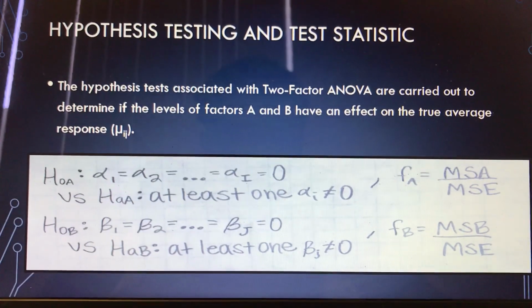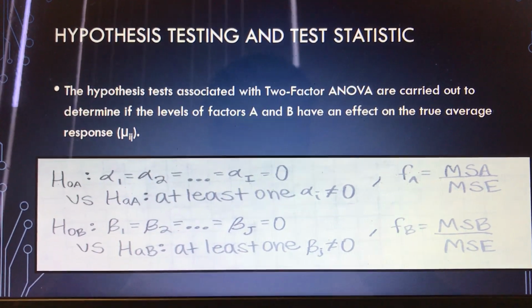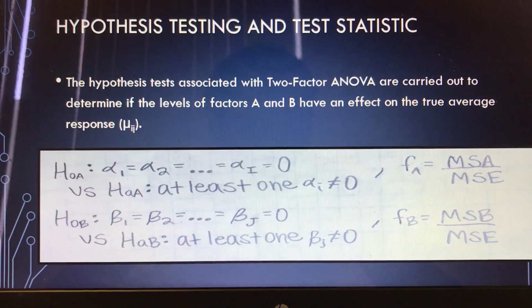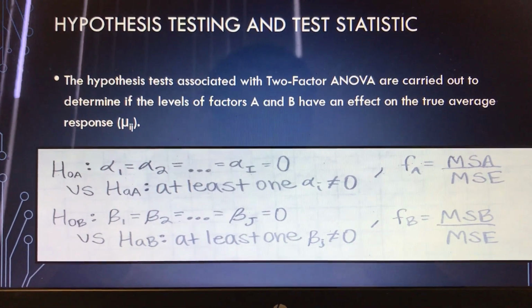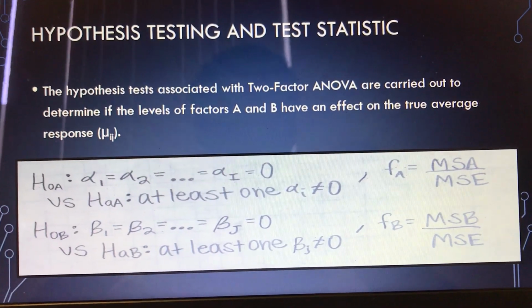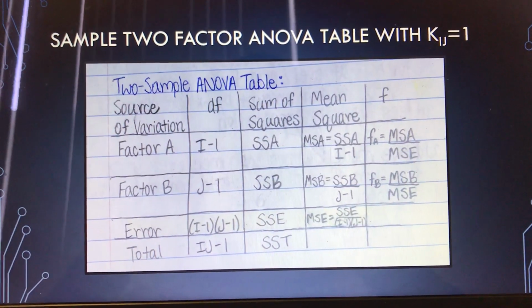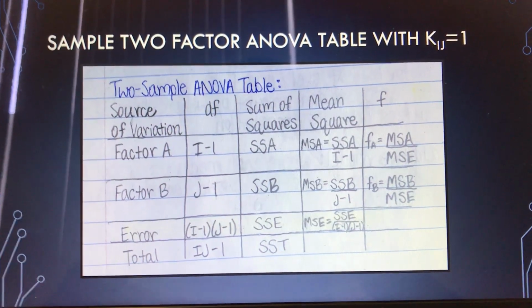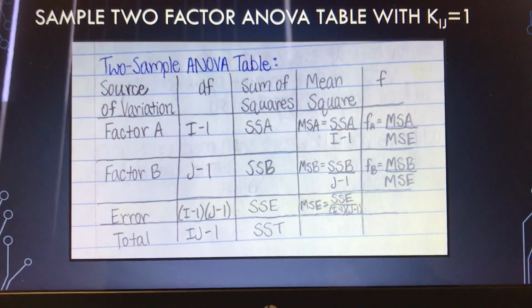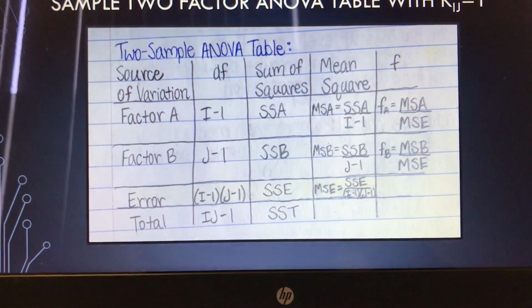Hypothesis testing is similar to that of single-factor ANOVA, except again, there's two factors to consider. Factor A across its I levels and factor B across its J levels. And the test statistic represents that difference. This is an example of a sample two-factor ANOVA table with Kij equals 1. As you see, it's taken into account factor A and factor B.